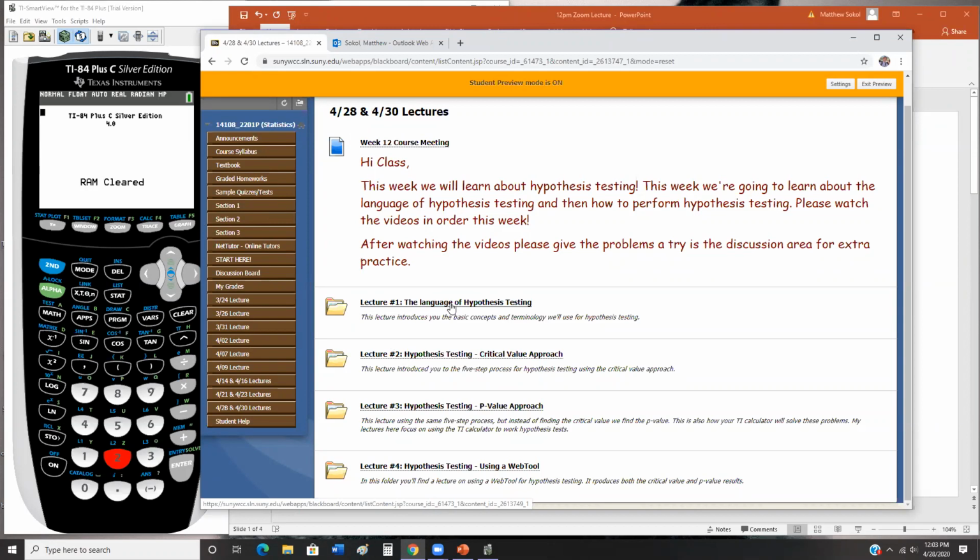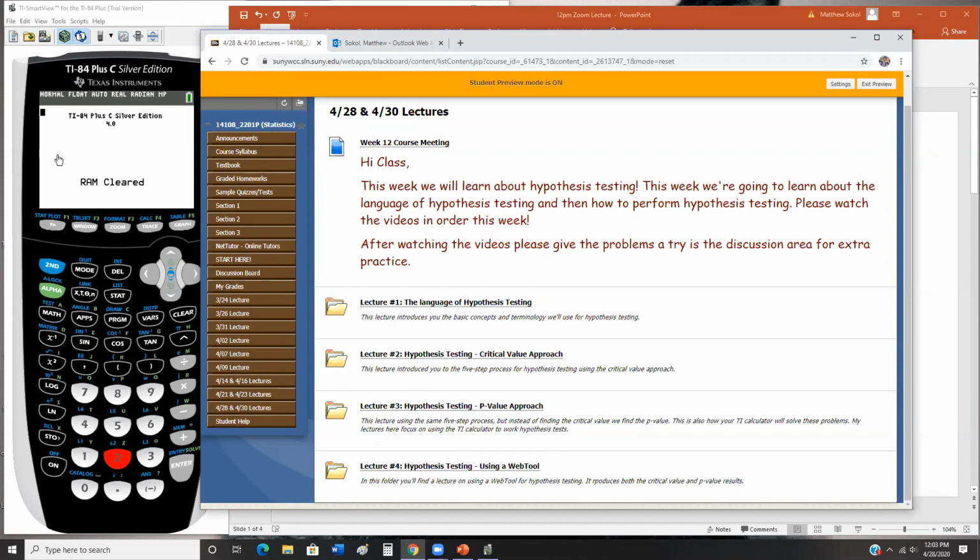And it goes into a much deeper reasoning behind it and the deeper theory. Then I'm going to talk about a 5-step process for hypothesis testing. Now, there's 2 ways you can do hypothesis testing, and this will make more sense as we go through the lecture. There's something called the critical value approach, and there's something called the p-value approach. Either one is perfectly fine.